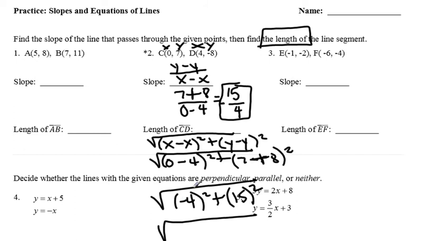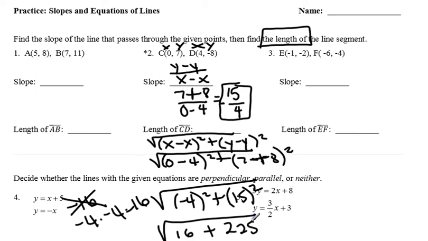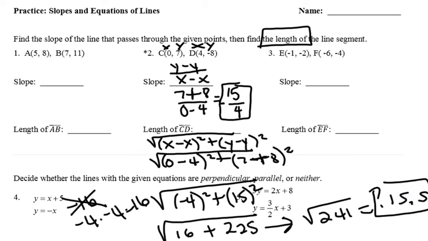Bring it down. Negative 4 squared is not negative 16. It's negative 4 times negative 4, which is a positive 16, plus my 15 squared, which is 225. I'm going to figure out what 16 plus 225 is, and that's going to be 241. I'm just going to bring it on over here. So I'm trying to figure out what the square root of 241 equals. So in my calculator, the square root of 241 is approximately 15.5. That's rounding to the nearest tenths.